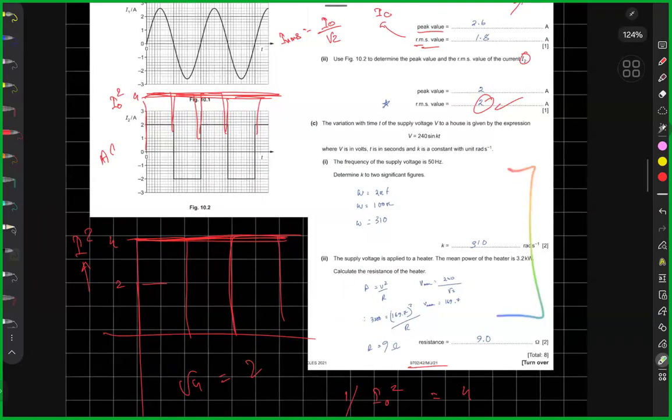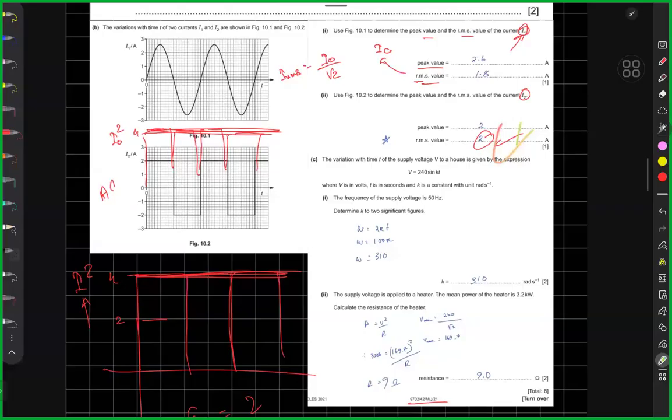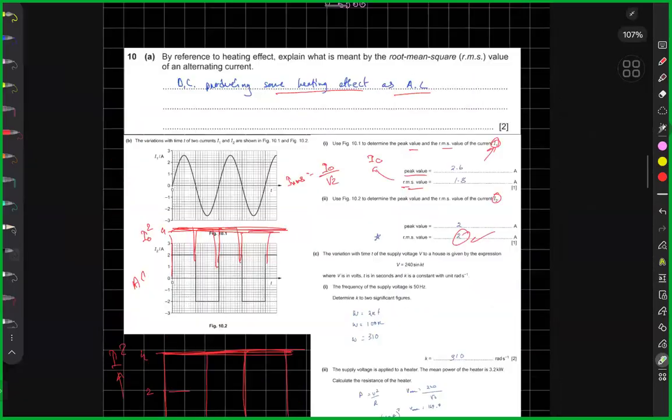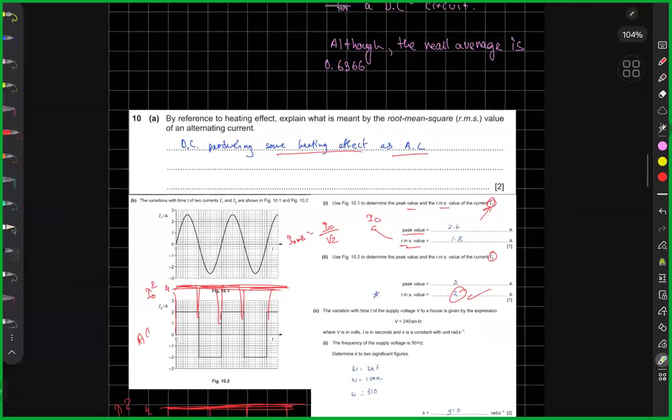The rest of these are decently easy. You will be able to do these. It's just using the formulas. This is what I wanted to show. You can just skim over these. 97 to 2021, AC, I don't think has too many difficult questions.